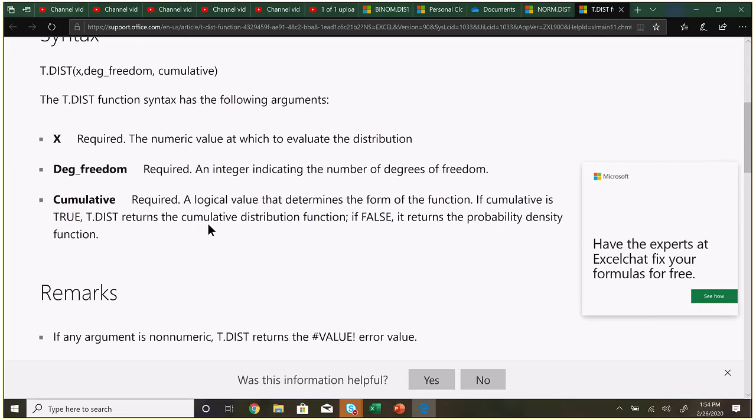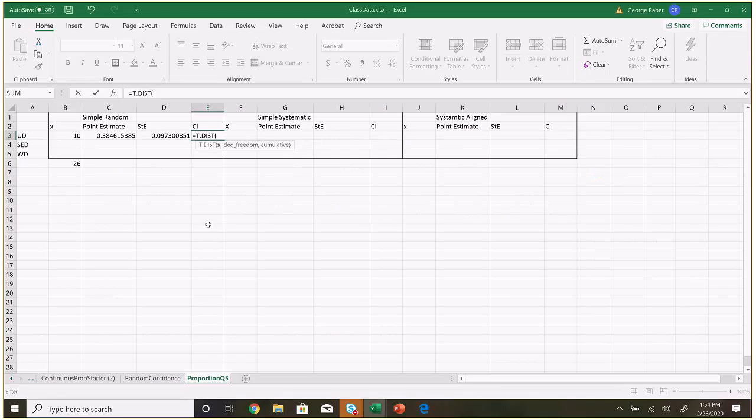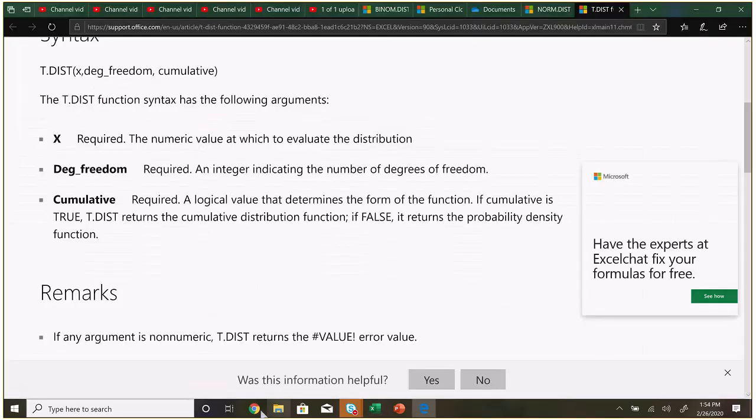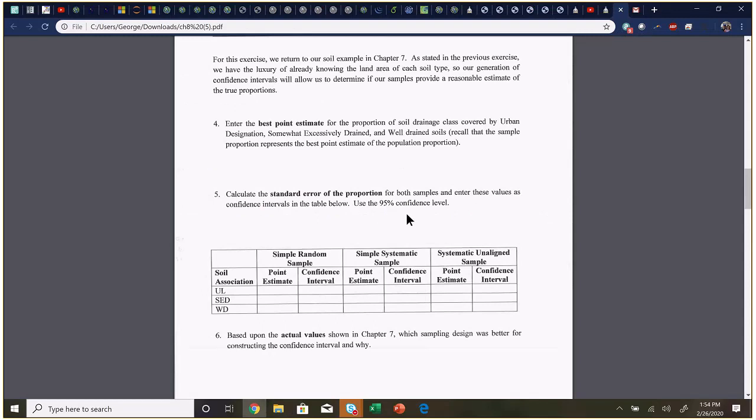If we were to follow the book here, we'd need to go to the z distribution or the t distribution. What did it ask for in the homework? The 95% confidence interval. So at the 95% confidence interval, what is the value? 1.96. You get that from the Z table, right?